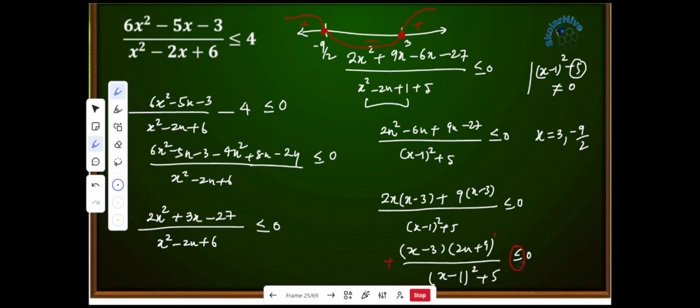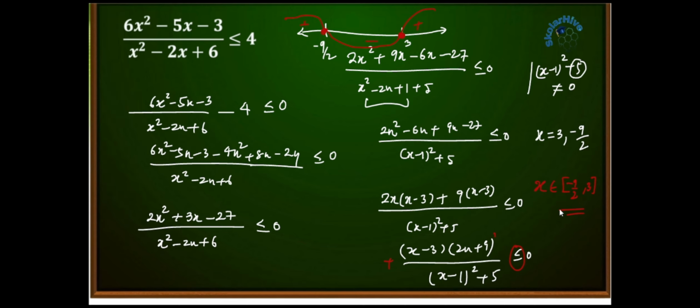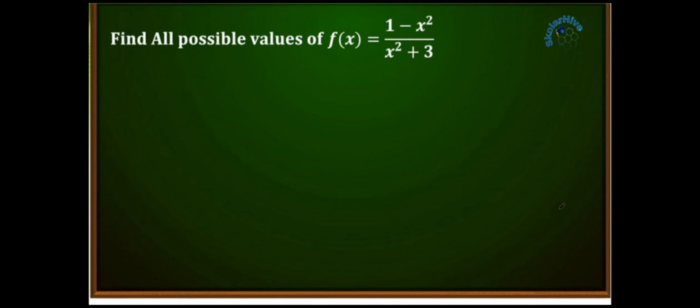As the whole expression is negative, we need to look for the region where the curve is negative. So the curve is negative between minus 9 by 2 to 3. So the solution for this is x belonging to minus 9 by 2 to 3. Both minus 9 by 2 as well as 3 will be included.